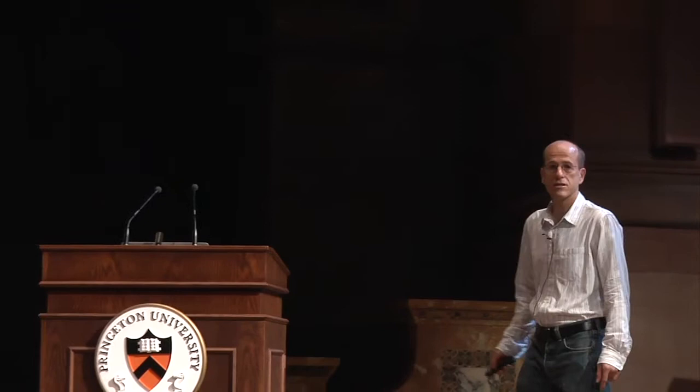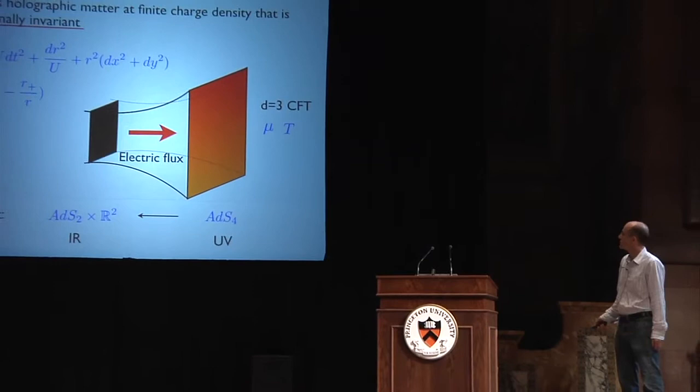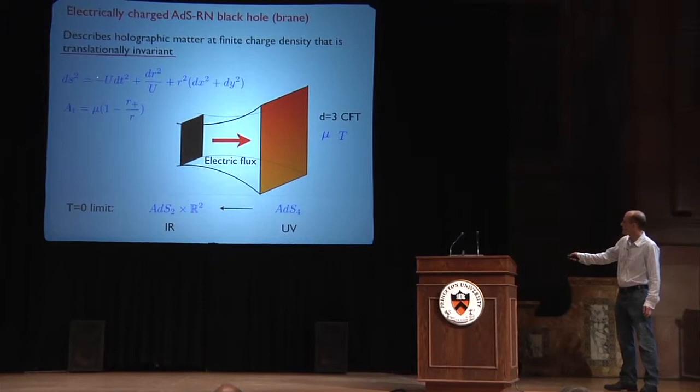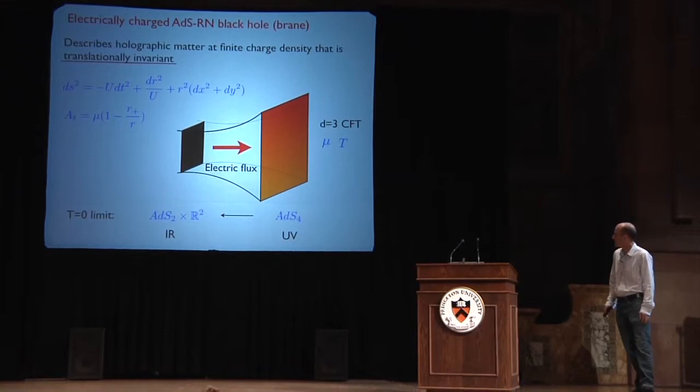One of the workhorses of applied AdS/CFT is the electrically charged AdS Reissner-Nordström black hole. This describes holographic matter at finite charge density that's translationally invariant, typically in the high temperature limit, but that's not going to be an issue that comes up too much in this talk. The metric you can write down explicitly, here it is, using just a function of r which is known, and the vector potential is just given by that analytic expression there.